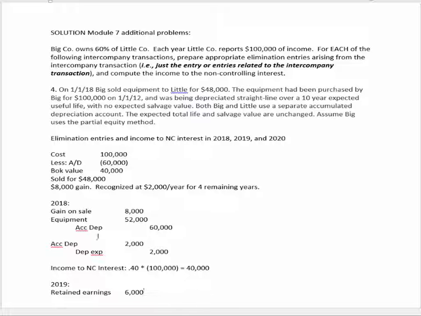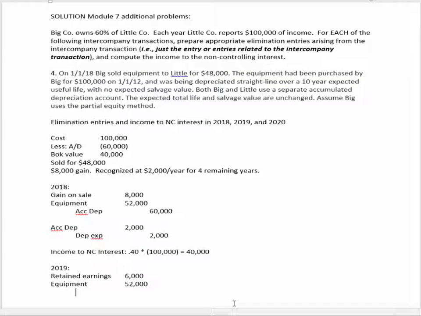As far as the rest of this is concerned, let's see how these balance sheet accounts carry forward. The equipment, we debited it for 52, didn't do anything else to the equipment account, so we're going to debit the equipment for 52,000. The accumulated depreciation, again, look at what we did. We have a $60,000 credit, a $2,000 debit, so we're carrying forward a $58,000 net credit.